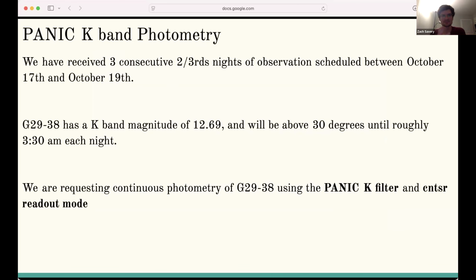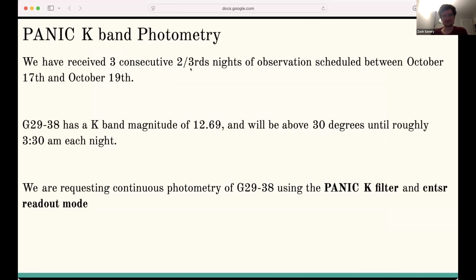So then just some quick description of our proposed PANIC K-band photometry. I saw that we've actually gotten 4 half nights now based on the schedule you shared earlier, which is actually even better because it increases our time base, which will give us a better frequency resolution, which would be very great.